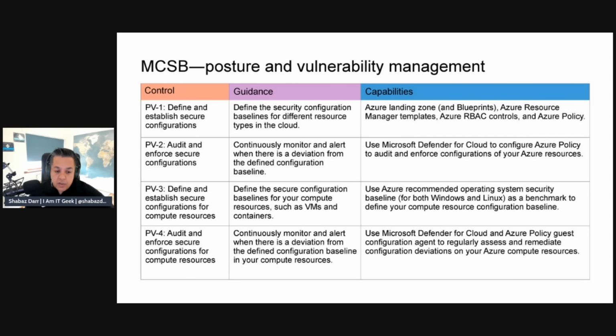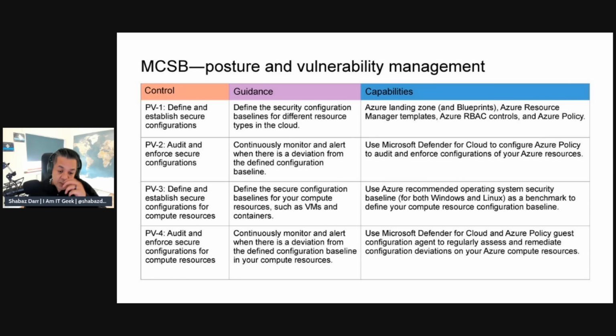Posture and vulnerability management focuses on controls for assessing cloud security posture, including vulnerability, penetration testing and remediation, as well as security configuration tracking, reporting and correction in cloud resources. We've got four different controls here, and as we'll see in the demo, we'll look more at how you can remediate some of these. We've got PV1 to PV4.